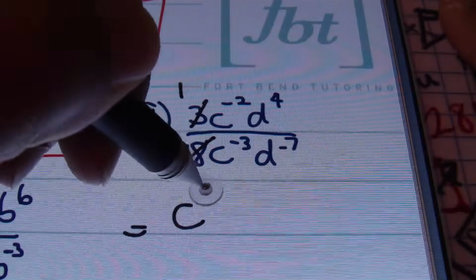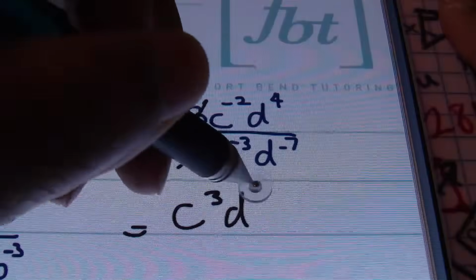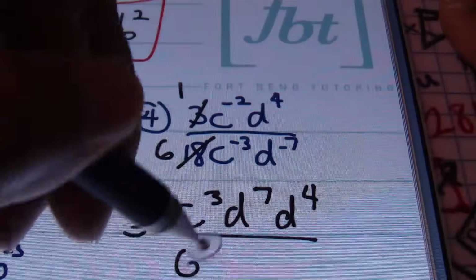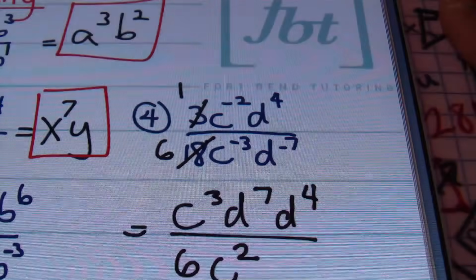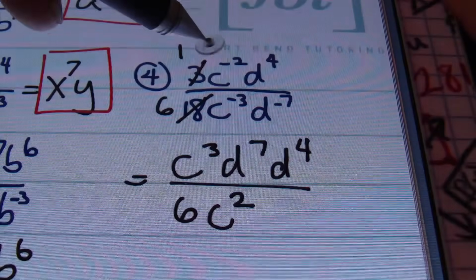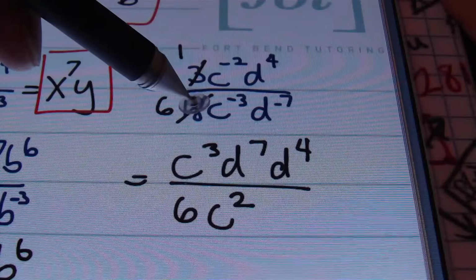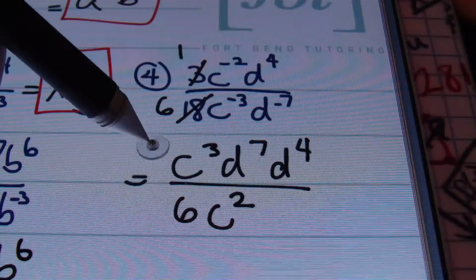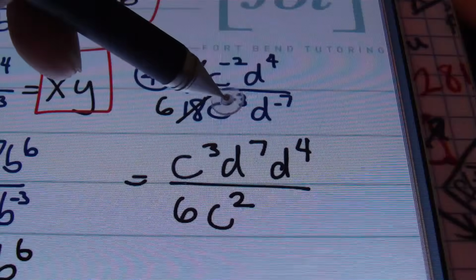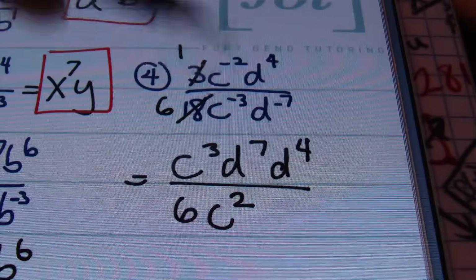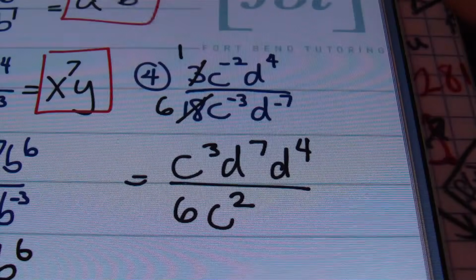I'll have c to the 3rd power, d to the 7th power, d to the 4th power, all over 6c squared. So because I had negative exponents on this c, I brought it down to the denominator. Because I had a negative exponent on my c in the denominator, I brought it up to the numerator. I had d to the negative 7th power, so I brought that up, so it became d to the positive 7th power. Yeah, and I just simplified that 3/18 to 1/6.